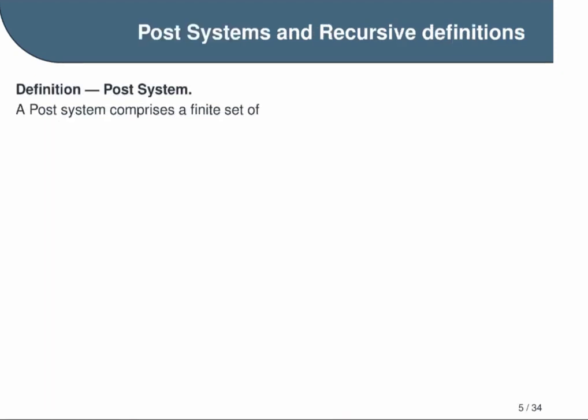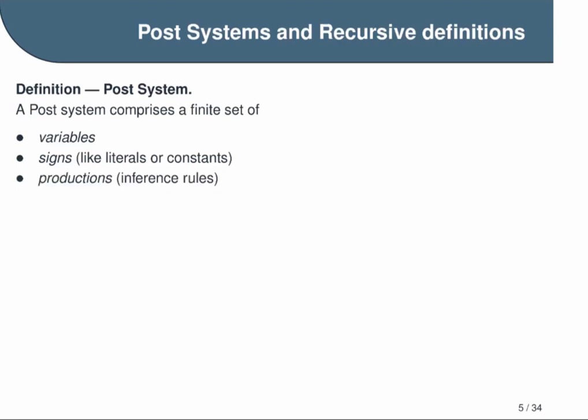A post system comprises a finite set of three things. The first is variables. These are like X and Y, the things that you're used to calling variables. Signs, which are sort of like literals or constants. We'll see some examples soon. And productions or inference rules. And that latter one requires a little bit of explanation.